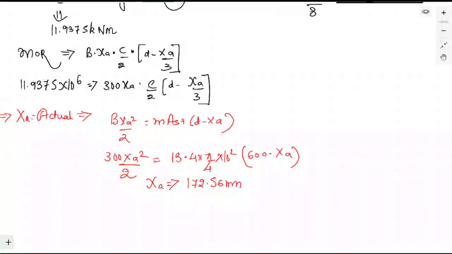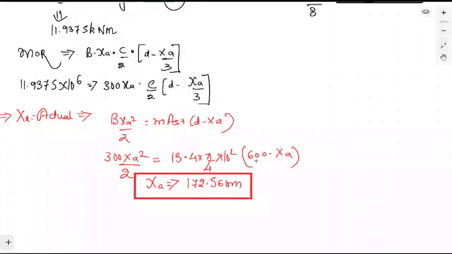Remember that here you cannot compare the value with the critical depth, because for the calculation of critical depth you must know the actual value of stresses, because critical depth is equal to K into D, where K is equal to m sigma CBC upon m sigma CBC plus sigma ST. But in this question the concrete and the steel are unknown. पता नहीं है कौन सी concrete steel use करनी है. ये हमें पता करना है stress निकाल के कि कौन सी concrete use करेंगे तो safe होगा. This is what the question is asking.